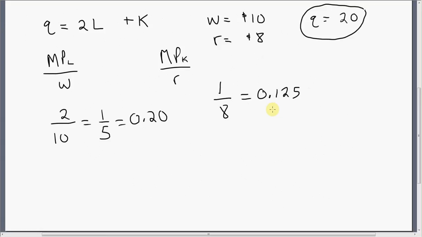So in this case, if we spend $1 more on capital, our output only goes up by 1/8 of a unit, or 0.125. So it appears that we're getting more value for our money by hiring labor. We're getting more output per dollar. So in this case, we should just hire all labor. So we're going to hire all labor to produce our optimal input mix. So we're going to hire all units of labor and no capital.